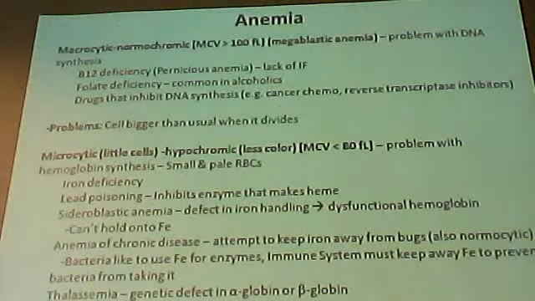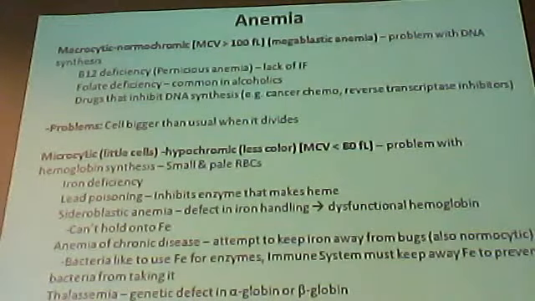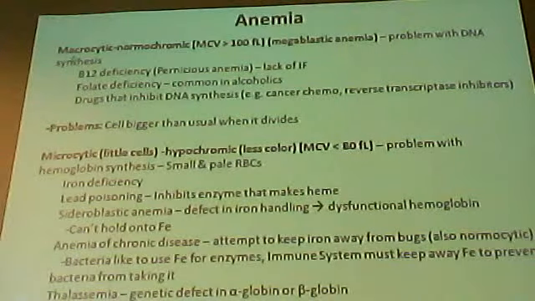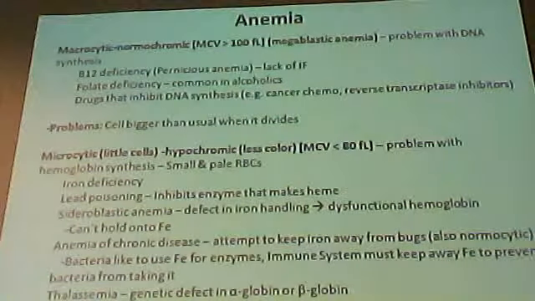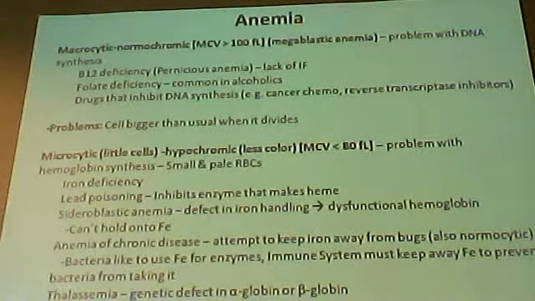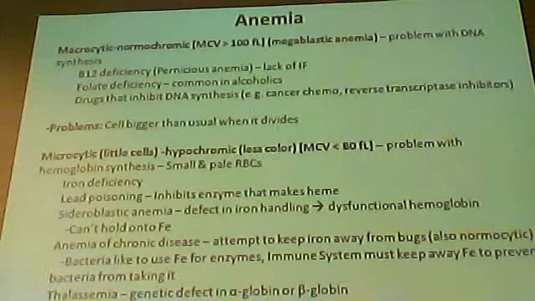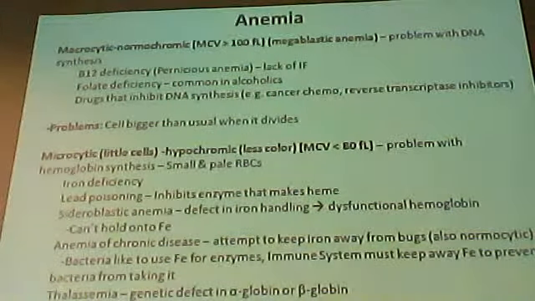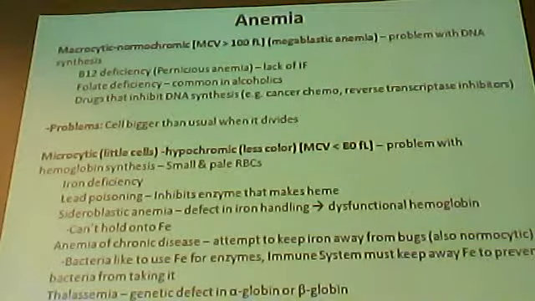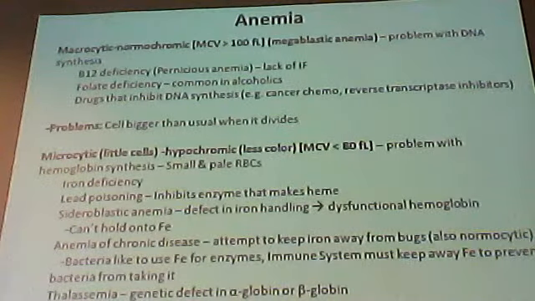With the anemia problems, you have to familiarize yourself with the terminology. Try to break up these words to make it easier for yourself. Macrocytic: macro, big, cytic, cell, like cytology or cytoplasm. So big cell. Normo means normal, chromic, color. So it could be big cell, normal color. That would be the first problem, your macrocytic normochromic megaloblastic anemia.